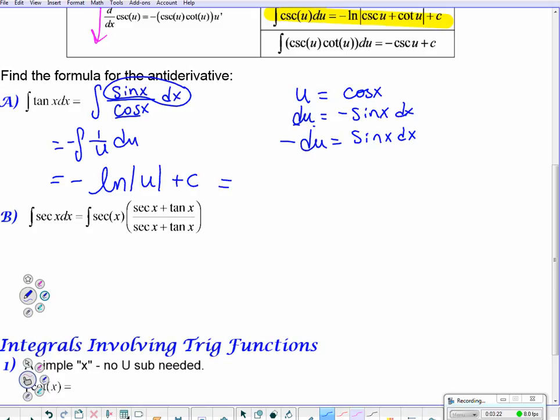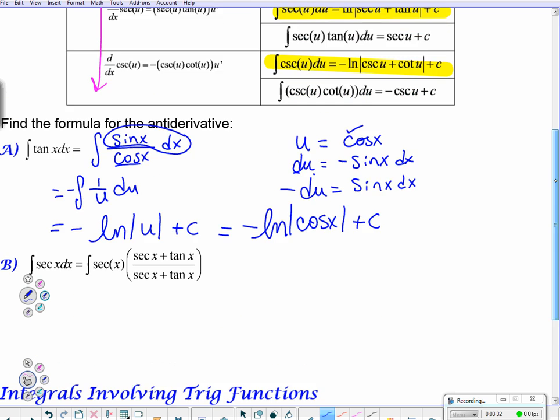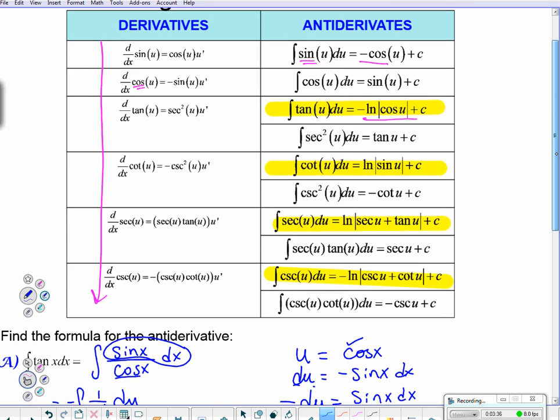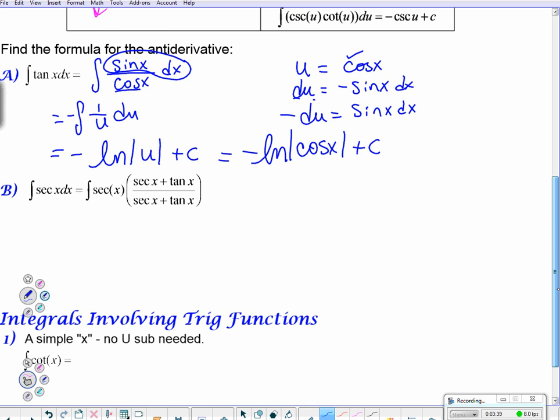But that's equivalent to a negative natural log. Instead of u, we'll replace it with our cosine. And there is what you saw up on the chart earlier. There's negative natural log of cosine x for tangent, and we just found it.